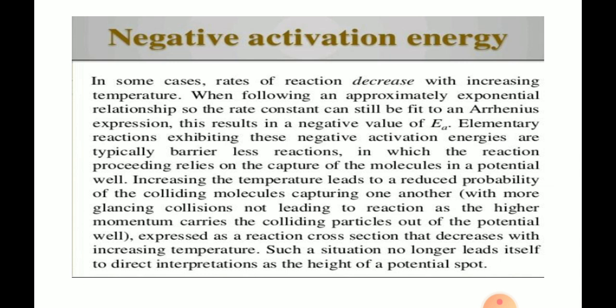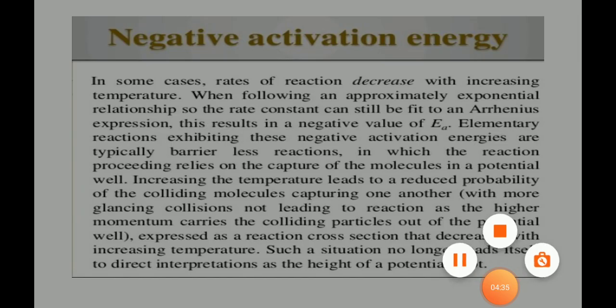Increasing the temperature leads to reduced probability of colliding molecules capturing one another, with more glancing collisions not leading to reaction as higher momentum carries the colliding particles out of the potential well, expressed as reaction cross section that decreases with increasing temperature. Such a situation no longer lends itself to direct interpretation as the height of the potential barrier.